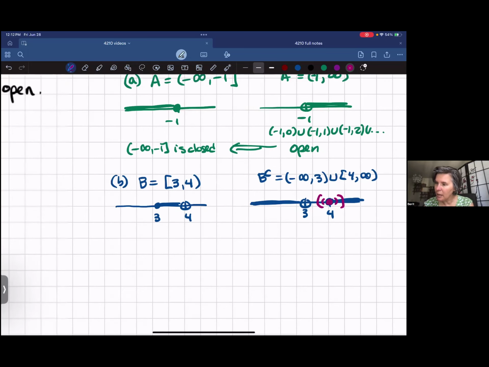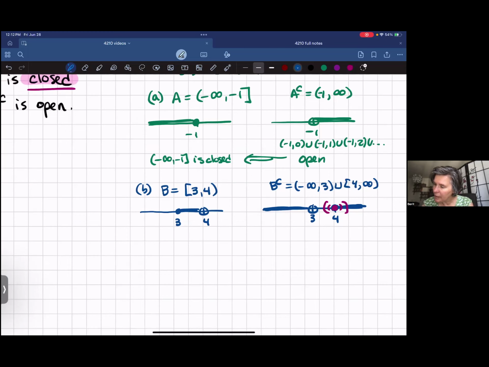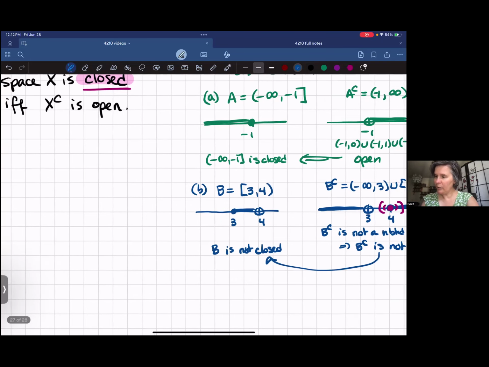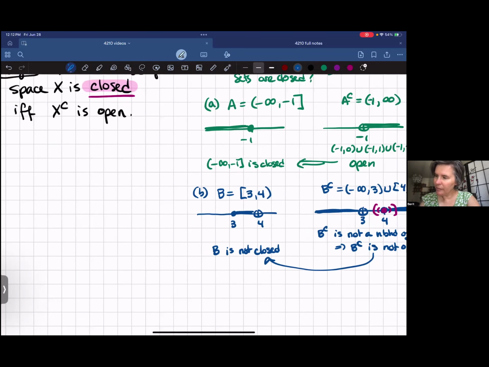B complement is not a neighborhood of 4. And so therefore, B complement is not open. And that means that B is not closed. Okay? So we've seen one closed set and one not closed set. Let's do a couple more.